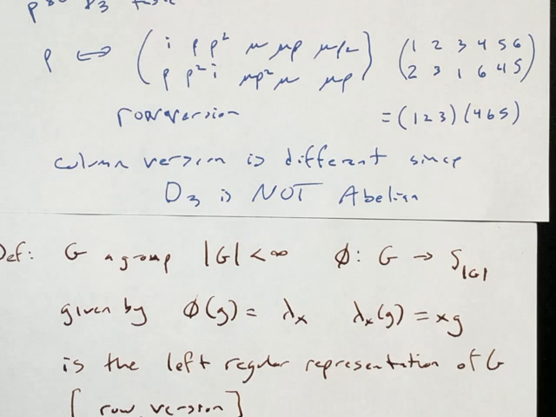We defined each image by what happened when I did that thing on the left, and that was what we did with the row. And this is a permutation. It's a function from G to itself.